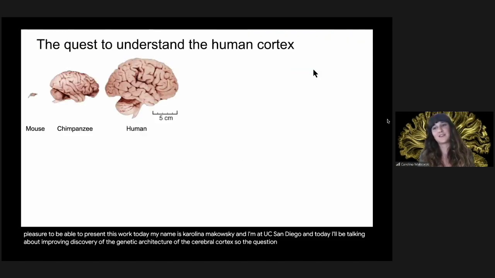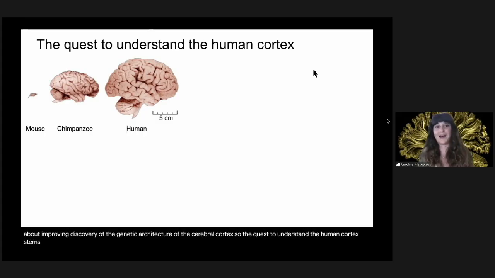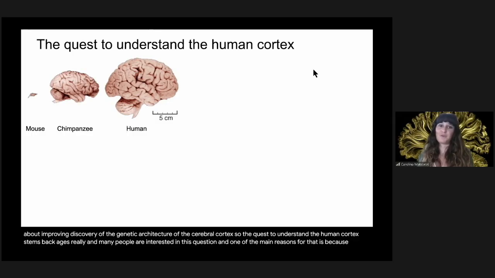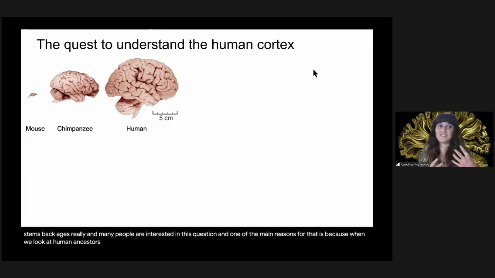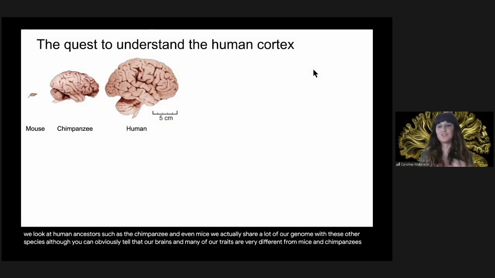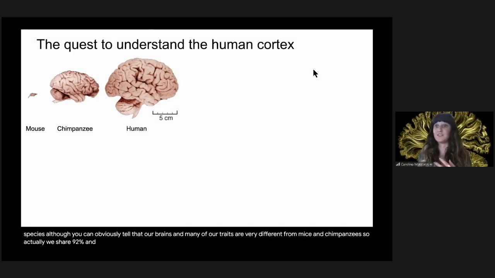So the quest to understand the human cortex stems back ages, really, and many people are interested in this question. And one of the main reasons for that is because when we look at human ancestors, such as the chimpanzee and even mice, we actually share a lot of our genome with these other species, although you can obviously tell that our brains and many of our traits are very different from mice and chimpanzees. So actually we share 92% and 97, 98% of our genome respectively with the mouse and chimpanzee.